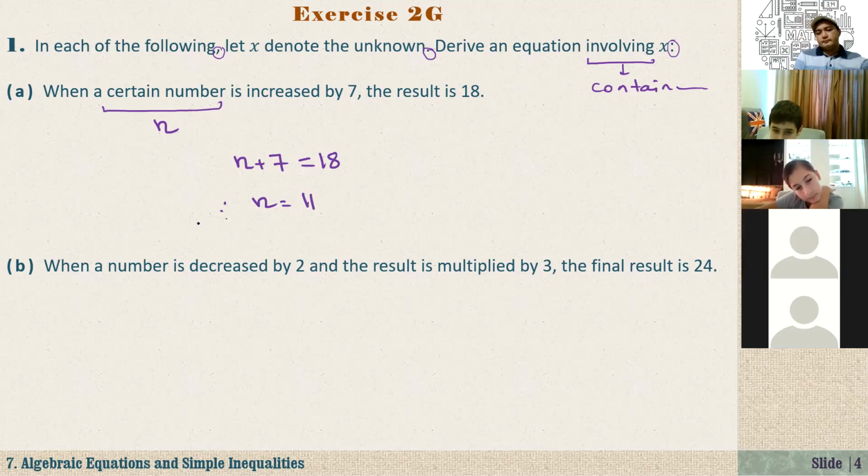When a number is decreased by 2 and the result is multiplied by 3, the final result is 24.